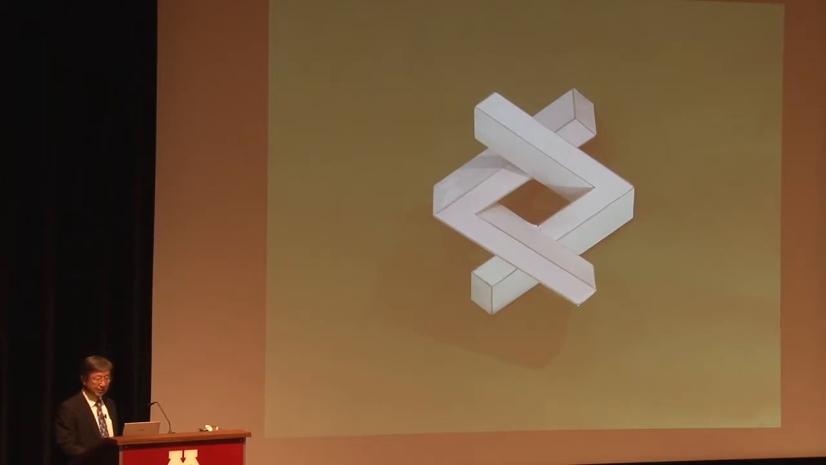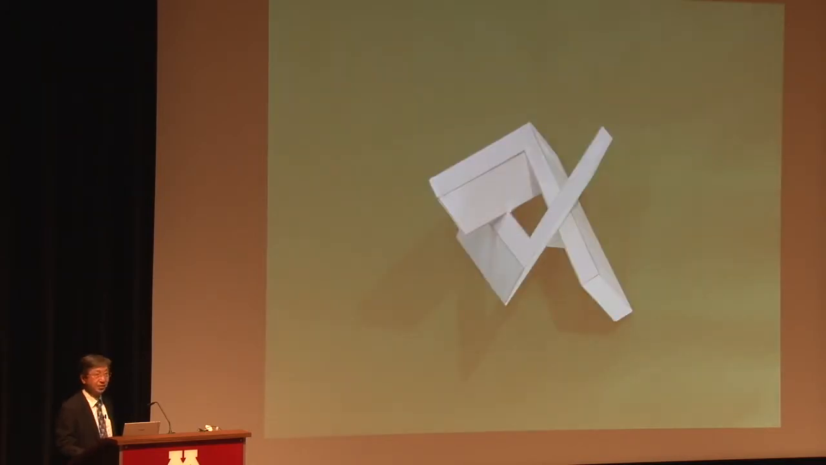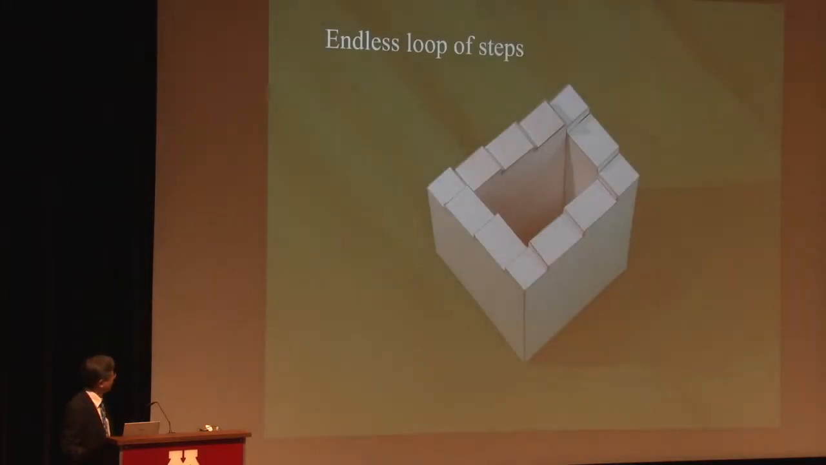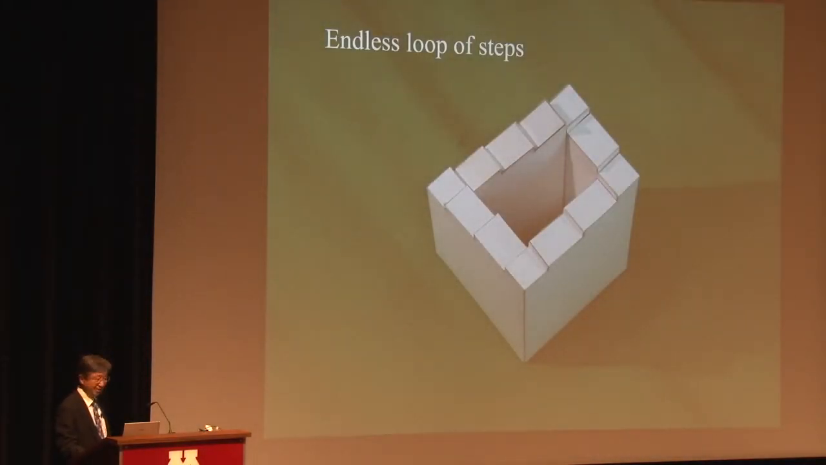And if we change our viewpoint, the object is like that. We can see that the faces are connected by angles other than 90 degrees. And so each face is a parallelogram instead of a rectangle, and the section is also a parallelogram instead of a square. This is another example, an endless loop of stairs. This can also be reconstructed as a three-dimensional structure.